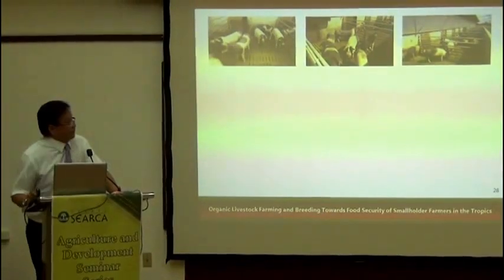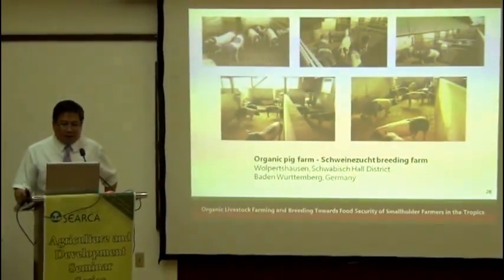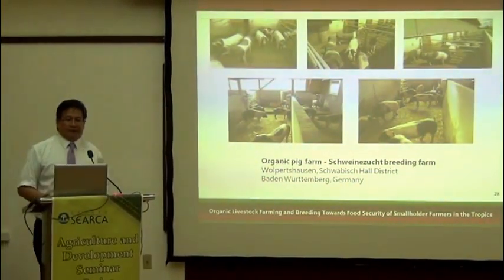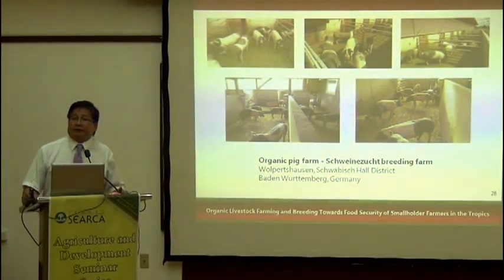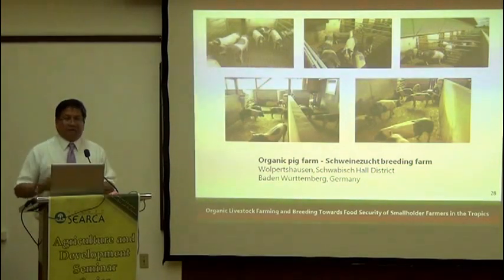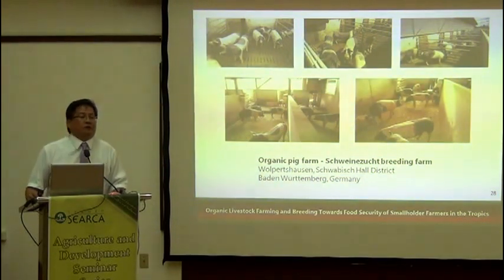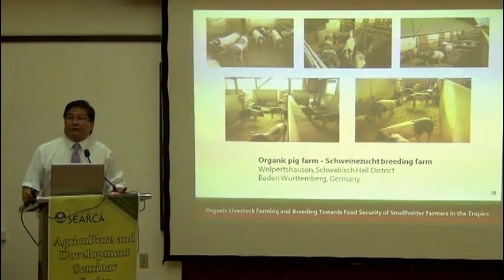So for example, this picture which I took shows you an organic swine farm, an organic pig farm, the swine breeding farm in Baden-Württemberg, in Schwäbisch Hall in Germany, which is using those native pigs, which once upon a time were considered to be already extinct, but they were able to revive them in the 1980s and then place them in a zoo, the Wilhelma Zoo in Stuttgart, Germany. And this is how it looks like.